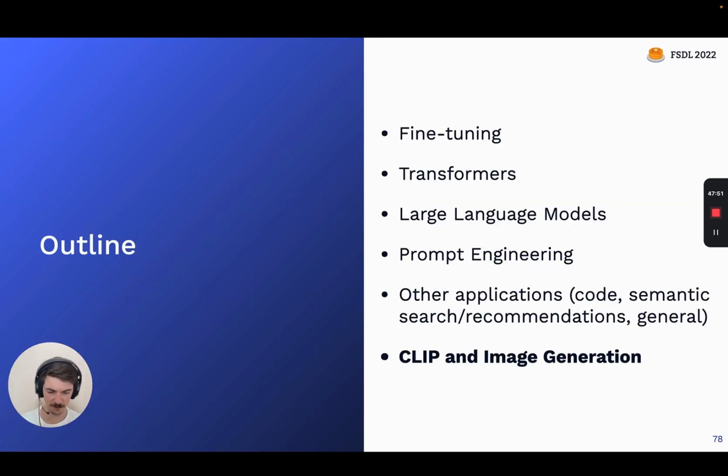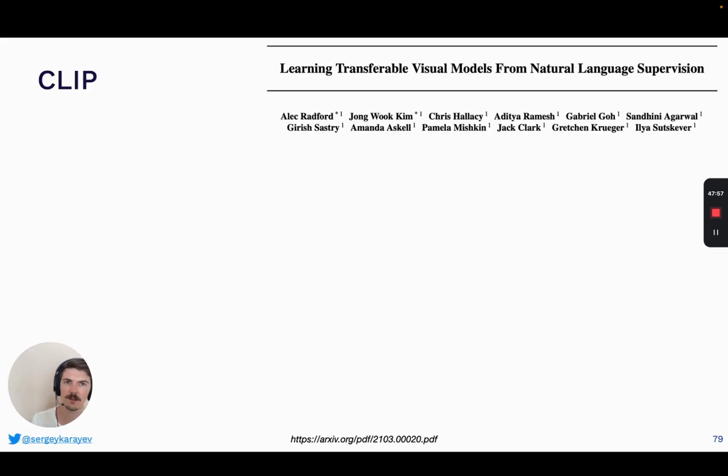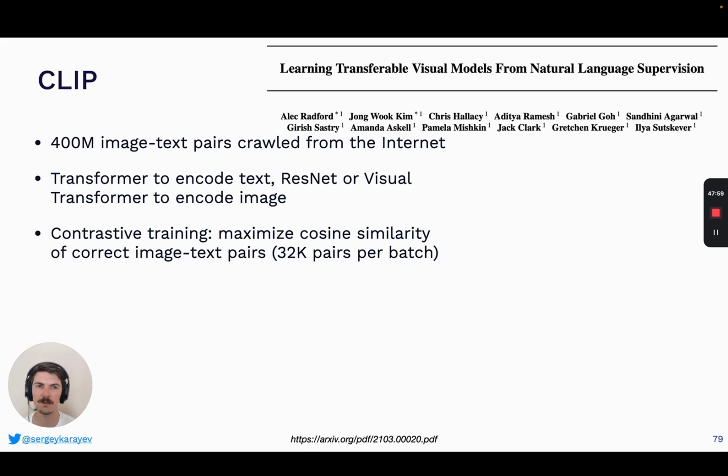Lastly, let's talk about some of the most exciting applications of this kind of model in vision. So CLIP is a paper from OpenAI from, I believe, 2021, called Learning Transferable Visual Models from Natural Language Supervision. What they do is they take a bunch of image text pairs, so an image and a text describing the image that they found on the internet, 400 million of them. They encode the text with a transformer model. They encode the image with either a ResNet or a visual transformer, doesn't matter, some kind of encoding.